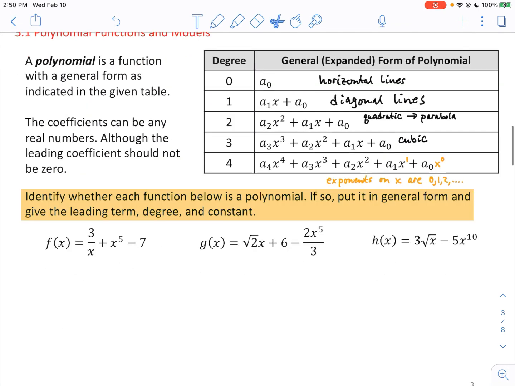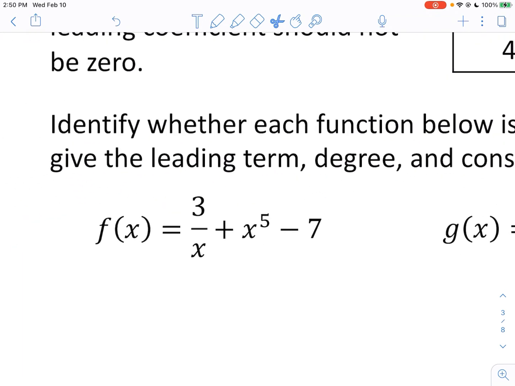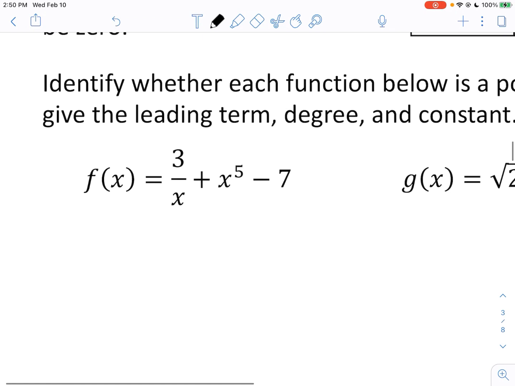Identify whether each function below is a polynomial. If so, put it in general form and give the leading term, degree, and constant. Okay, so look at the first one. We have a 3 over an x plus x to the 5th minus 7. Get the leading term first, so we're going to write the x to the 5th first. The 3 over x, though, that needs to be rewritten, and that's the same thing as plus 3 times x to the minus 1, and then we have the minus 7 over at the end.